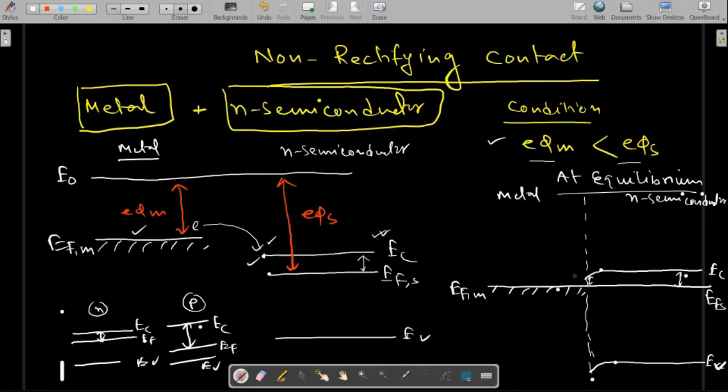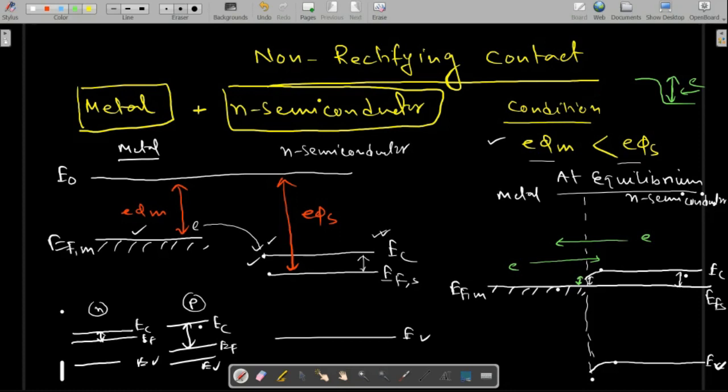So this is the energy band diagram at equilibrium condition. There is no such wall, so electrons can easily move from the semiconductor side to the metal side; there is no barrier. Whereas for the rectifying contact, there was a barrier called the VBI. Similarly, if you want to transfer electrons from metal towards the semiconductor side, there is a barrier, but it is very small.